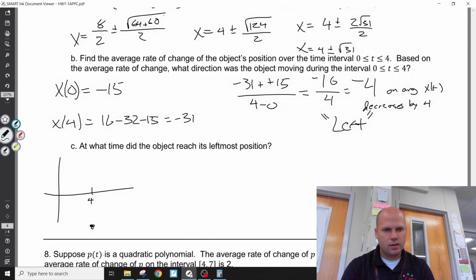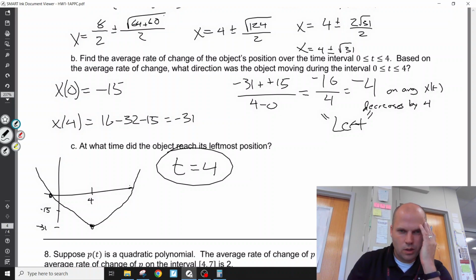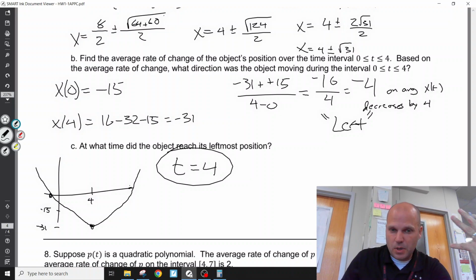The object starts at negative 15, will decrease till negative 31. It will have a 0 here and here. This is root 31 away from 4. So you can see the position graph like this. What time did the object reach its leftmost position? It's at 4. It ends up being the minimum position, when the position is most negative.